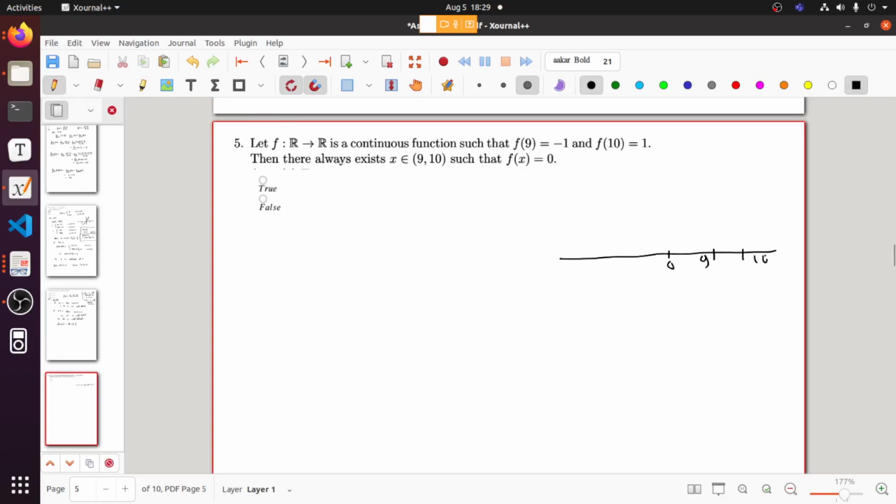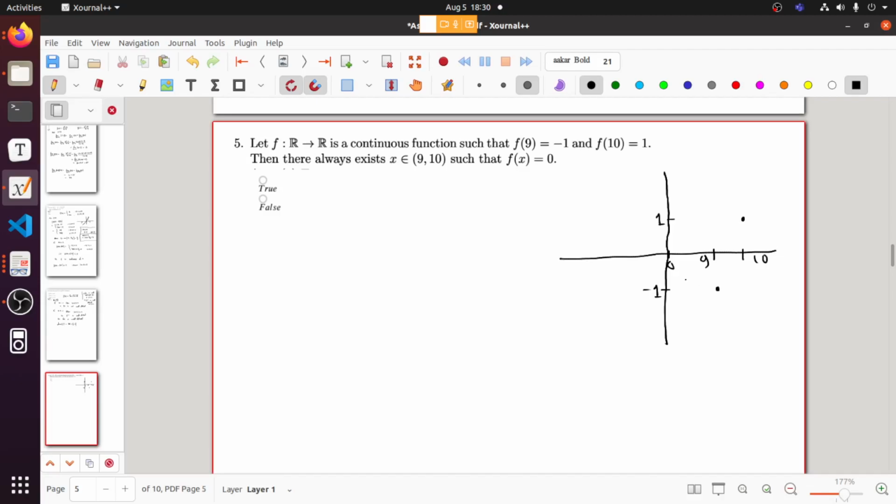This is 9, this is 10. At 9 this function takes the value minus 1, and at 10 this function takes the value plus 1, and the function is continuous, given, right? So you have to prove that there always exists an x belonging to (9, 10) such that f(x) should be 0. You have to say whether it is true or false.